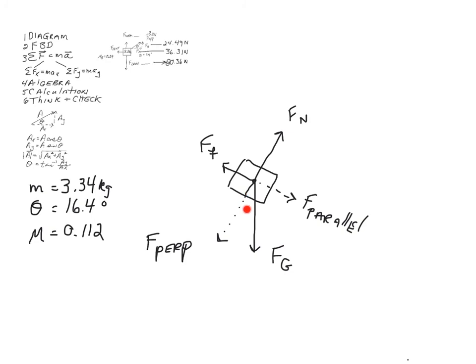And so F parallel, remember, is Fg sine of the track angle, and F perpendicular is Fg or mg times the cosine, because it's adjacent, of the track angle. And so what you're asked to find is these two components, the friction force, the net force, and the acceleration. Let me write that down.